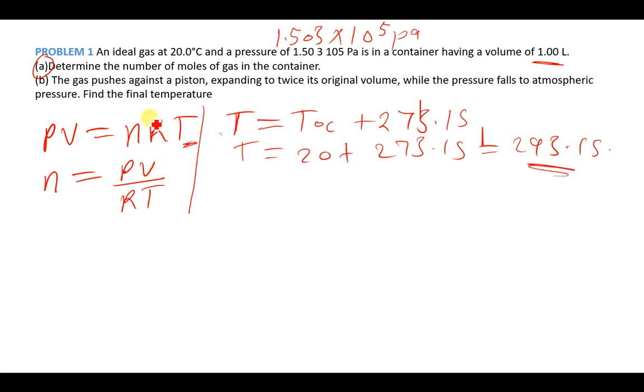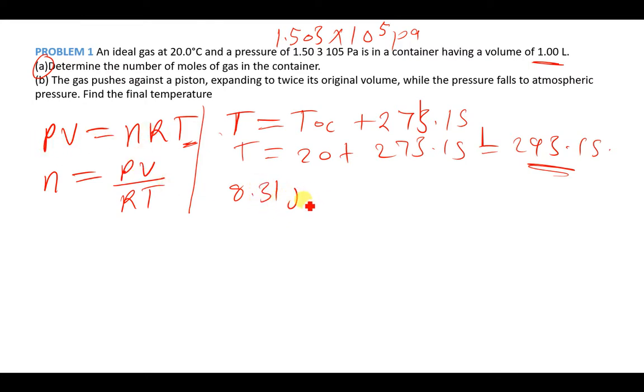Then R is normally given if it's in an exam. If it's in class, you just have to use a book, any physics textbook. It has a table which consists of the gas constant. Yeah, so you'll find it there. So R is sometimes 8.31. You can either use this one depending on the units that you've been given for pressure.